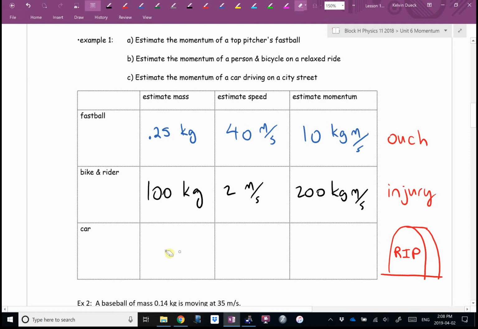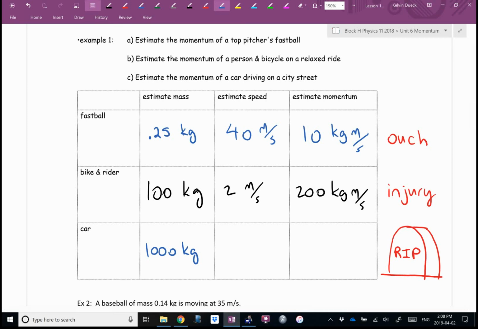Car. What's a good mass for a car? Yeah, 10,000 kilograms, those are moving vans. Those are too big. I'm going to go 1,000 kilograms, give or take. Now, it says the momentum of a car driving on a city street. This one I can be pretty specific because I have my driver's license. In fact, I'm going to hope that most of you know this because you're getting your learner's or your driver's licenses soon. What's the speed limit in kilometers per hour on a city street?